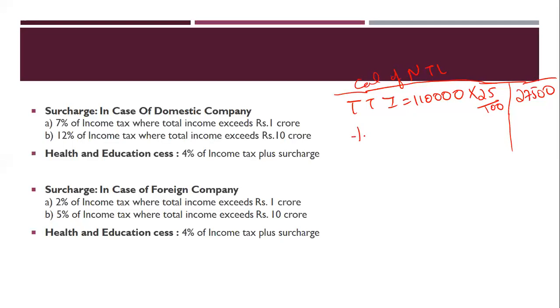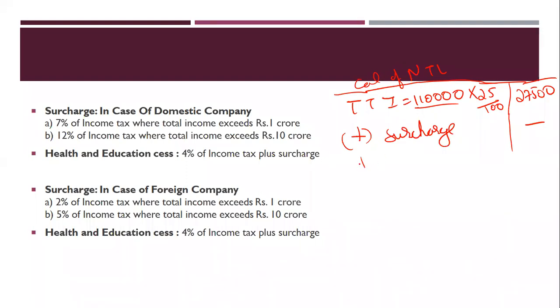To this I need to add surcharges. Surcharges are payable when my total taxable income exceeds 1 crore, and then I'm supposed to pay 7%. But in this case, what is my total income? It is 1,10,000 only, right? So I'm not supposed to pay any surcharges. Am I clear? I'm not supposed to pay any surcharges.